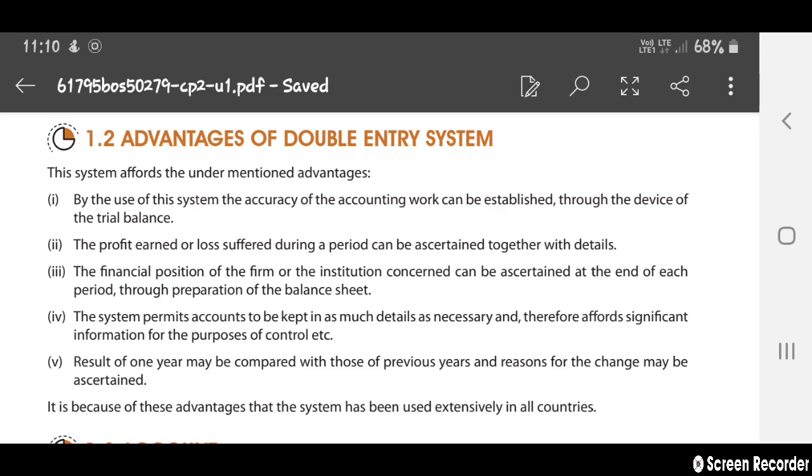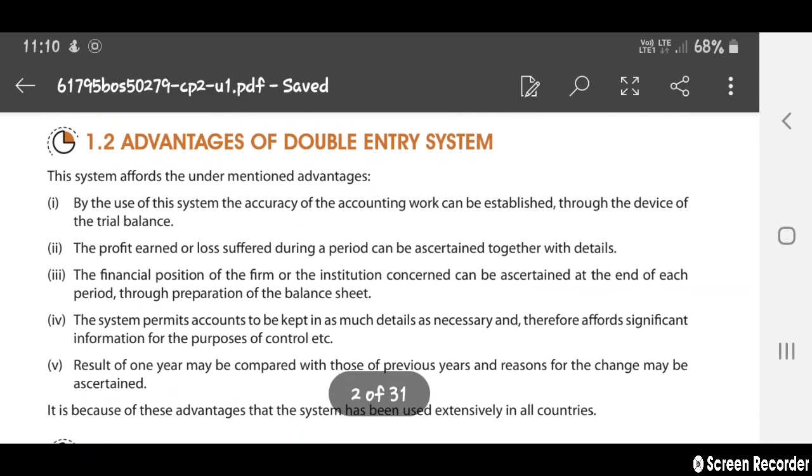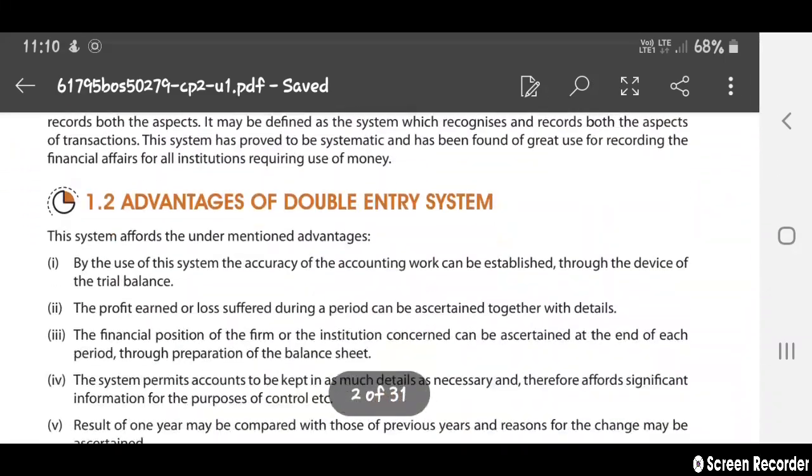Now you have learned what the double entry system is. It records both assets and liabilities, their credits or debits, or both. Now, what are its advantages? That is why we are choosing the double entry system.